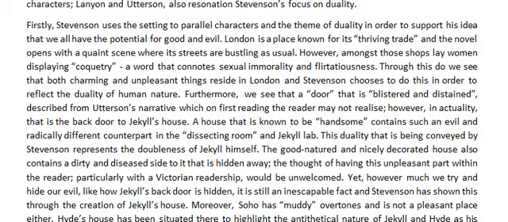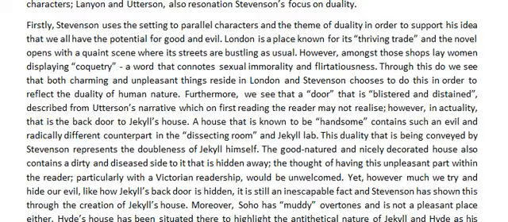Furthermore, we see a door that is blistered and disdained, described from Utterson's narrative, which, on first reading, the reader may not realise. However, in actuality, this is the back door to Jekyll's house. A house that is known to be handsome contains such an evil and radically different counterpart in the dissecting room and Jekyll's lab. This duality that is being conveyed by Stevenson represents the doubleness of Jekyll himself.